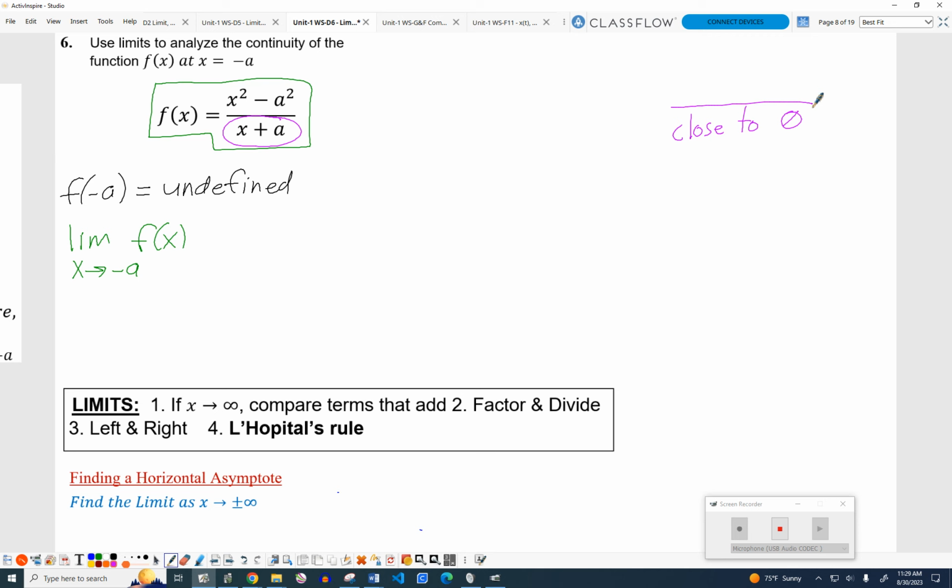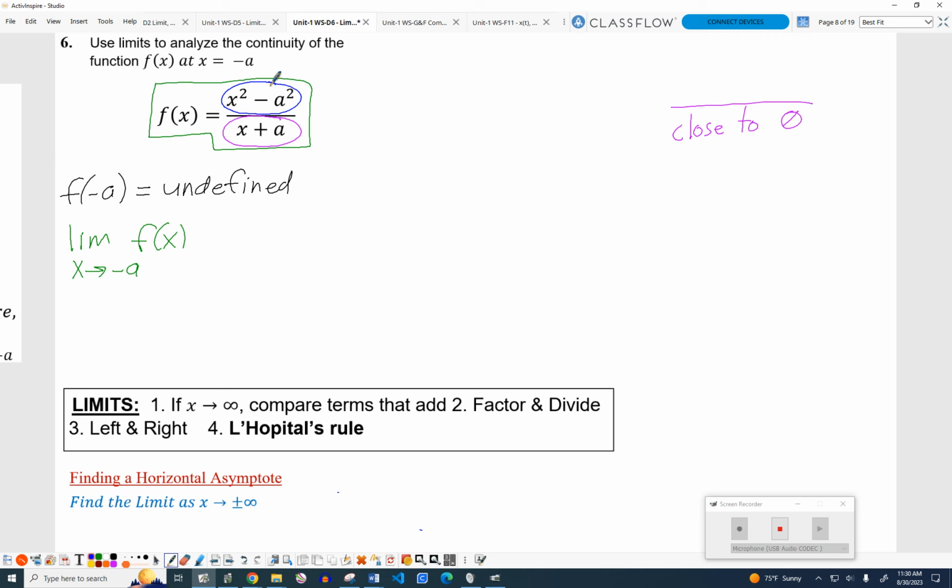Hands up, what do you get on the top? So when you plug in really close to x equal a, what does the numerator numerically become? When x is almost negative a, but x isn't negative a, it's just almost.